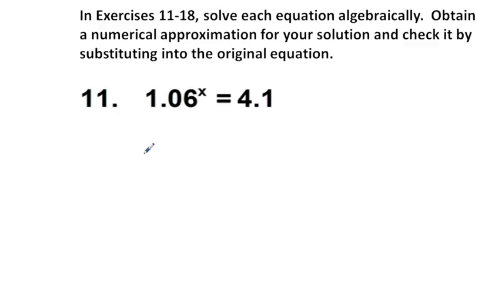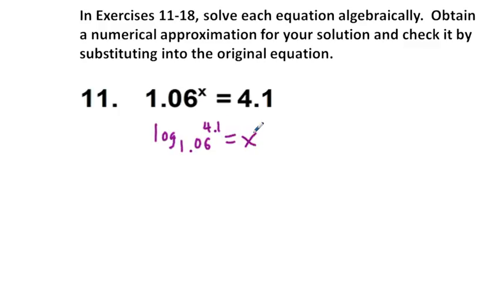So in this case, we have 1.06 to the power of x equals 4.1. And we're going to go backwards and make the base of our exponent a base of a logarithm. So our rewrite is going to look like this. We're going to rewrite this as log base 1.06. The base of the exponent becomes the base of the logarithm of 4.1 is equal to x.